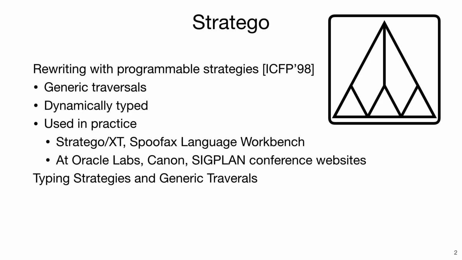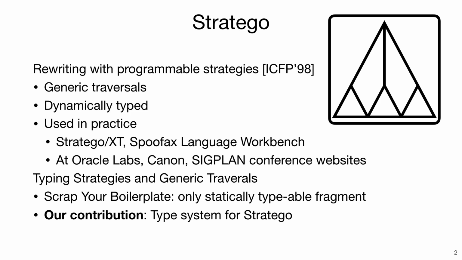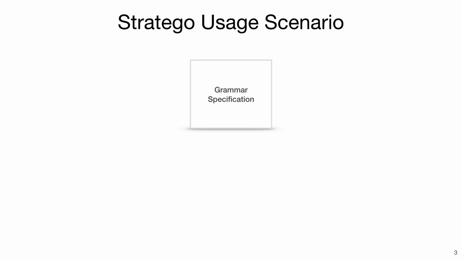Giving typing to strategies and generic traversals is a hard problem. There is work on a typable fragment, for example the Scrap Your Boilerplate papers. Our contribution in this work is a type system for the Stratego language as a whole. Let's look at the typical use case of Stratego to see the problems that stem from its dynamically typed nature.